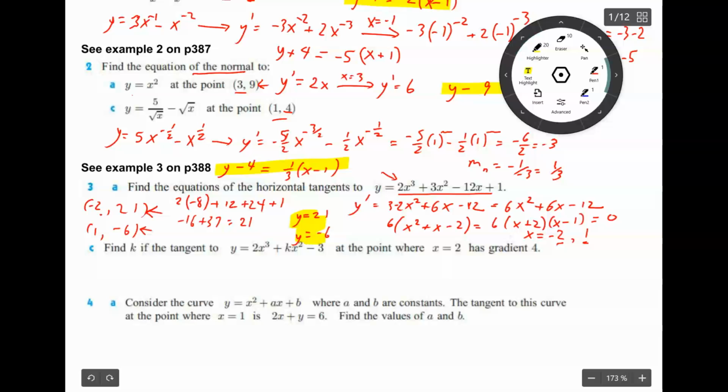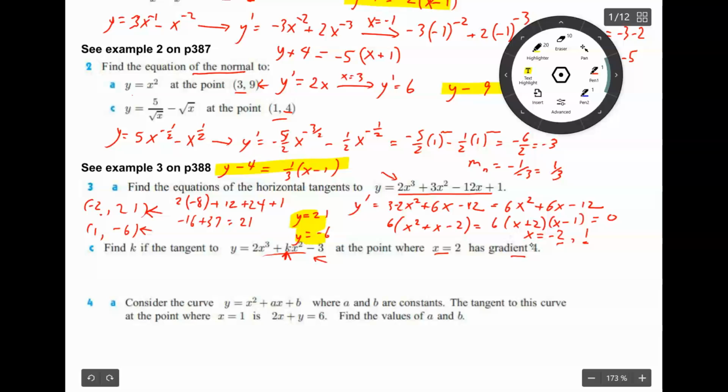Find k if the tangent to this function here at the point where x equals 2 has gradient of 4. Okay, so we want to find out this value here. And they gave us all sorts of other information in order to do that. They do tell us that at x equals 2, this function has a gradient of 4. So let's find the derivative function, because that's the way we find the gradient.